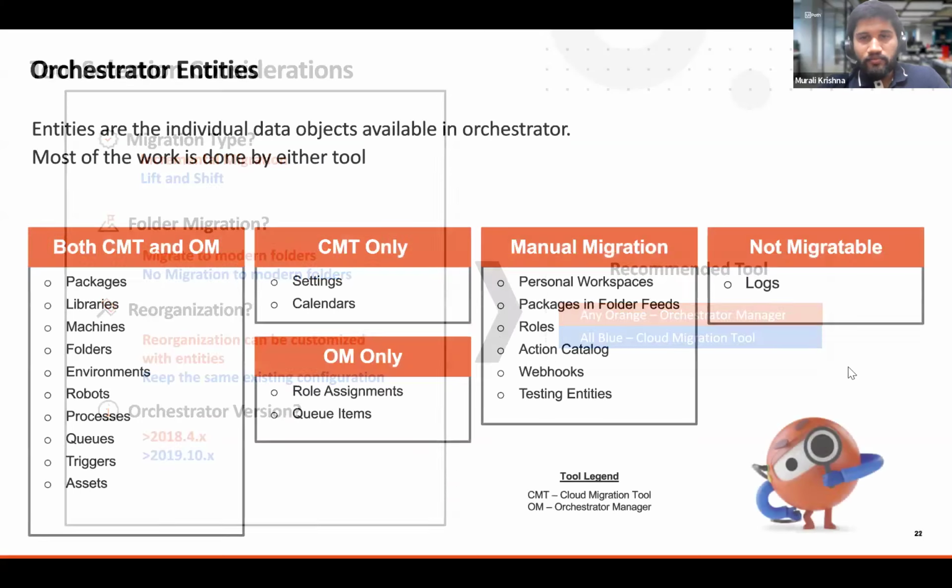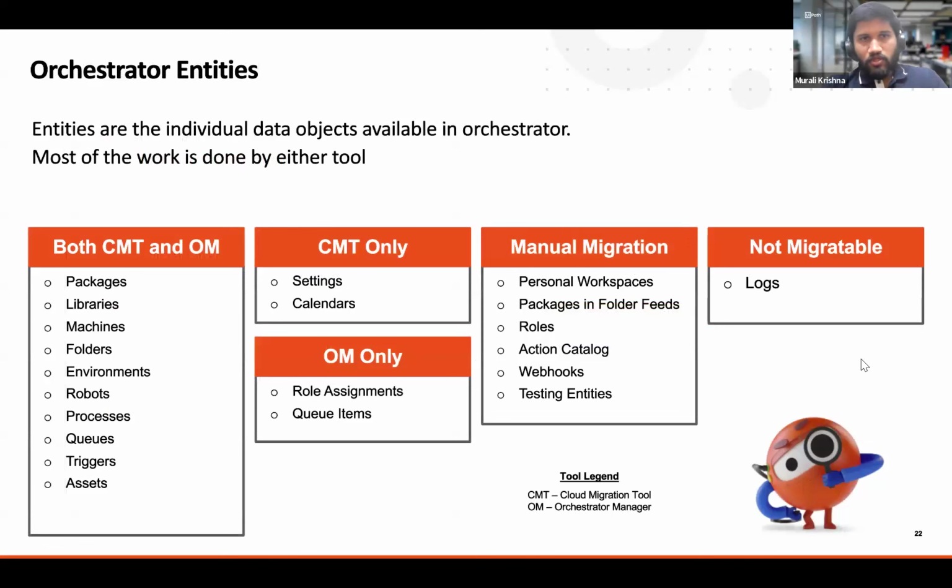So coming to the next slide. Entities, which I explained, in the orchestrator manager or cloud migration tool, are nothing but the usages which we use in the orchestrator, like packages, libraries, folders, settings, or queues of transactions, assets, everything. So with the two strategies, there are some differences in migration of entities. With both the cloud migration tool and orchestrator manager, we can only migrate certain types of data, but we cannot migrate certain types of data.